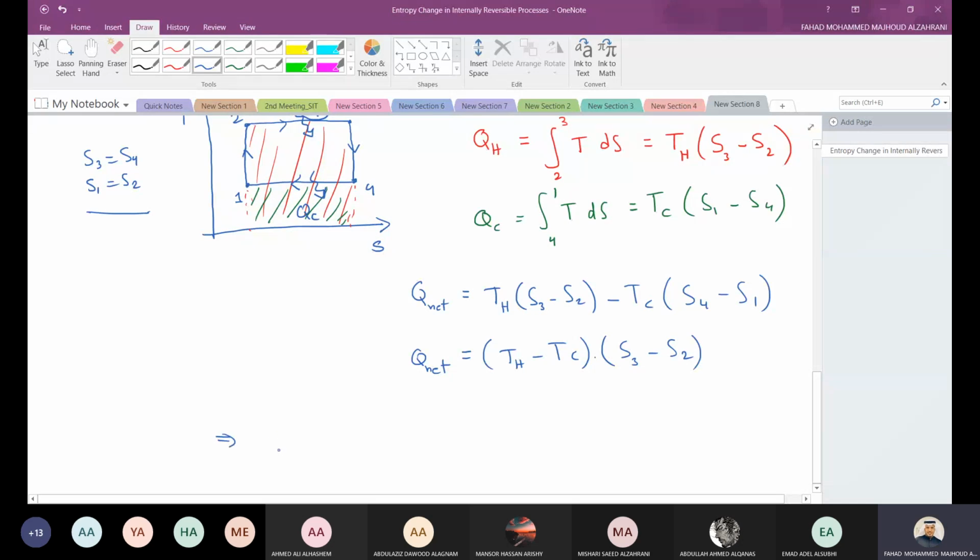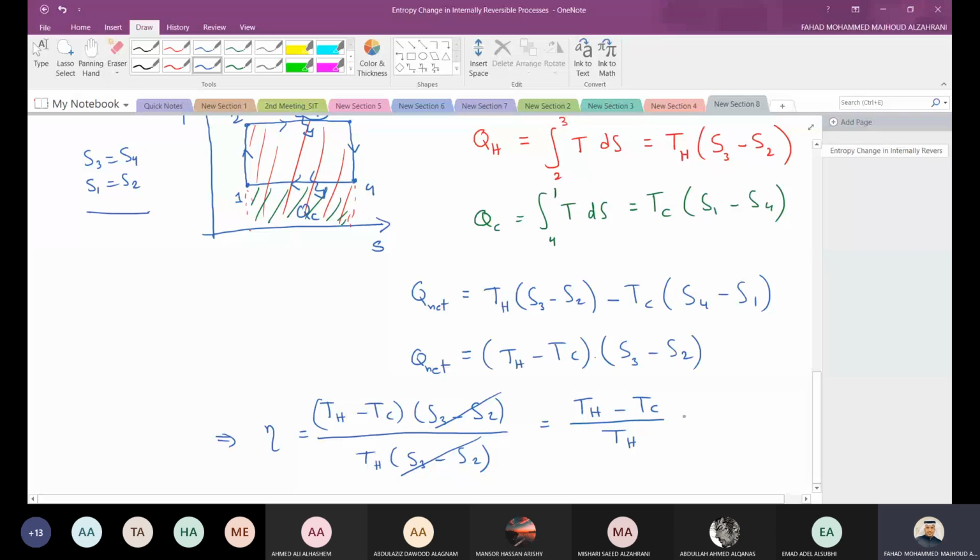Let's write the efficiency: T hot minus T cold times S3 minus S2, over the Q hot. What is the Q hot? T hot times S3 minus S2. Okay, so what do you notice here? I can cancel this one with this one. I end up with T hot minus T cold over T hot, which is exactly what we derived before. Subhanallah, this is exactly the same result we derived before.